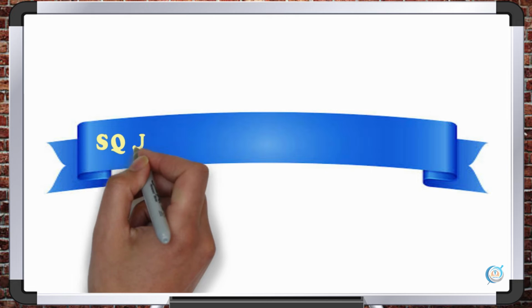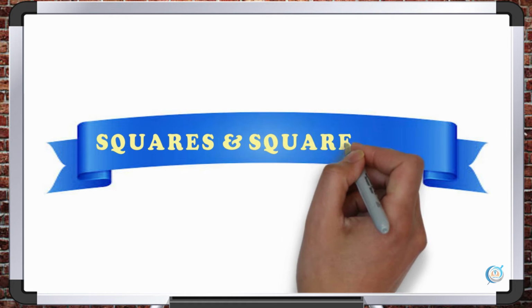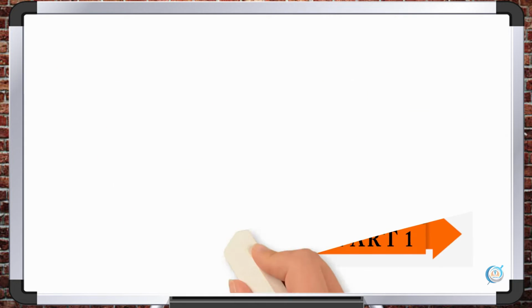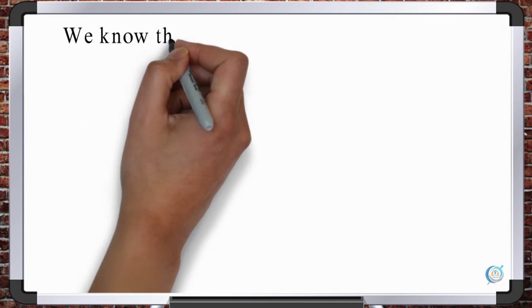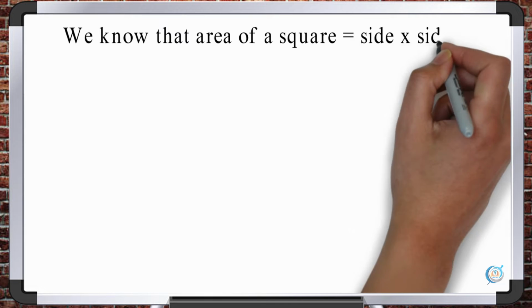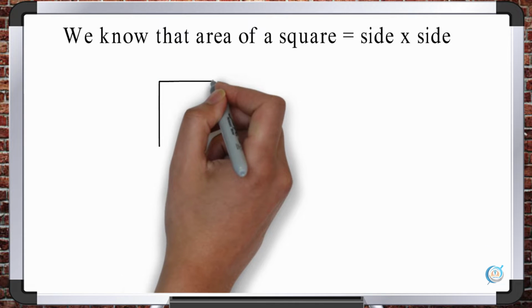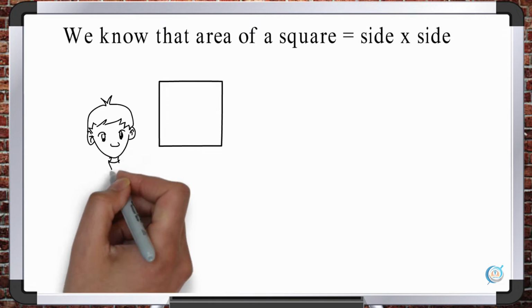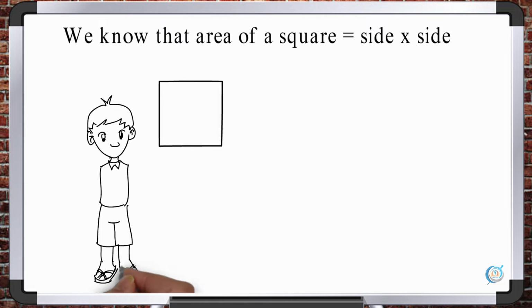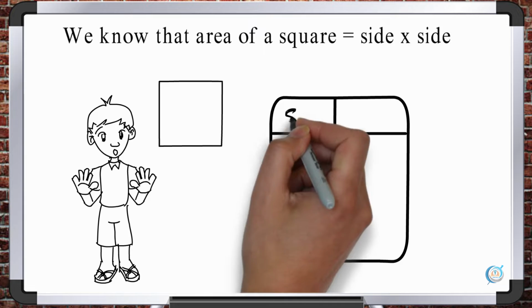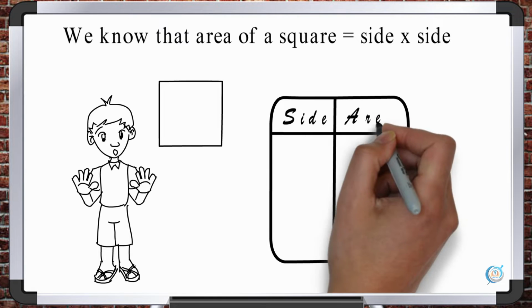Today we will learn about squares and square roots. We know that the area of a square is side into side. We can form the area of some squares if the sides are of given values. Side is given, we will find the area.